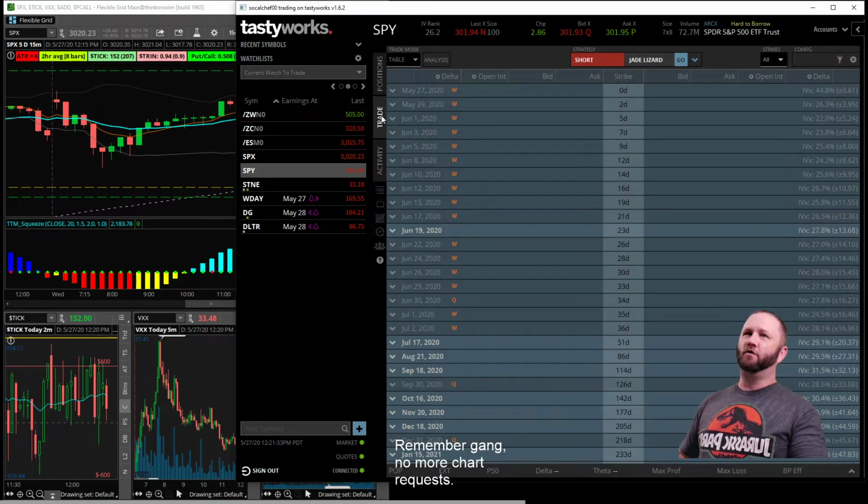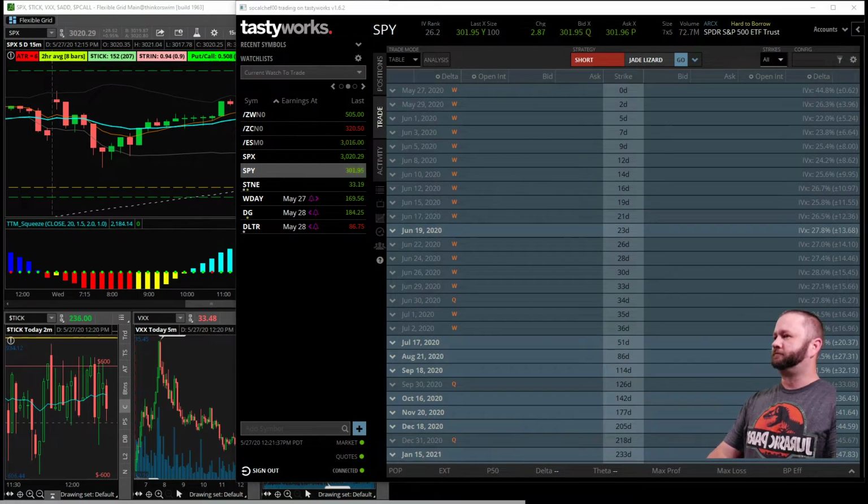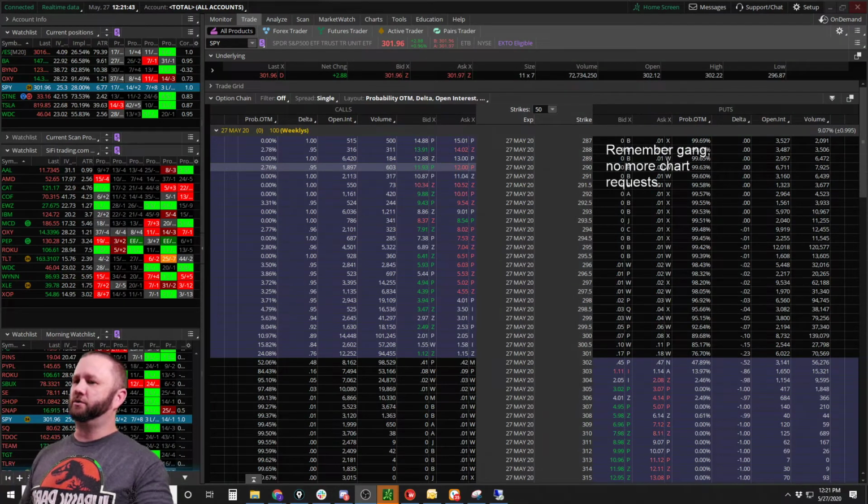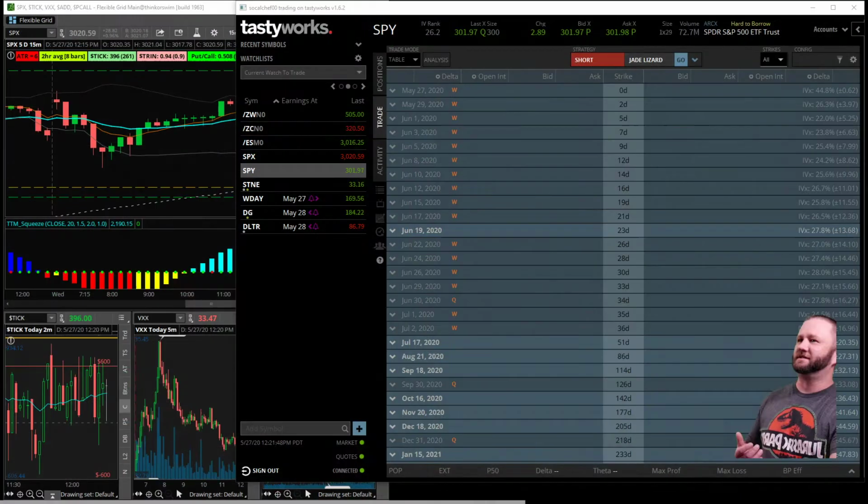Make your way over to your option chain. Option chain should all look the same. This is going to be your TastyWorks options chain. This would be Thinkorswim's option chain. So they all pretty much look the same.